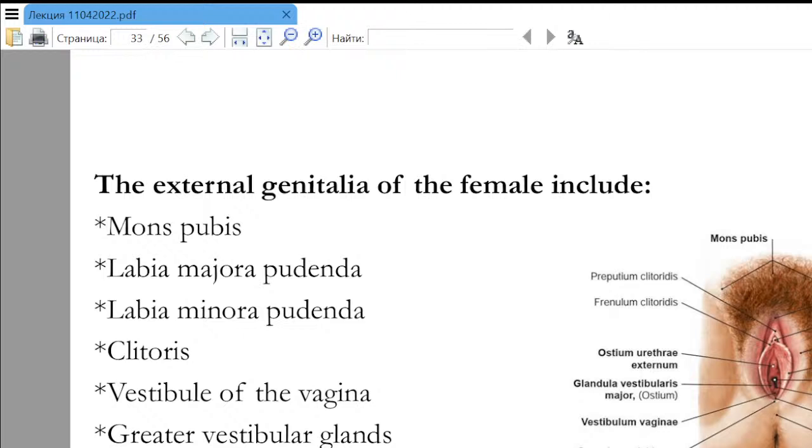The external genitalia of the female include the mons pubis, labia majora pudenda, labia minora pudenda, clitoris, vestibule of the vagina, and greater vestibular glands.